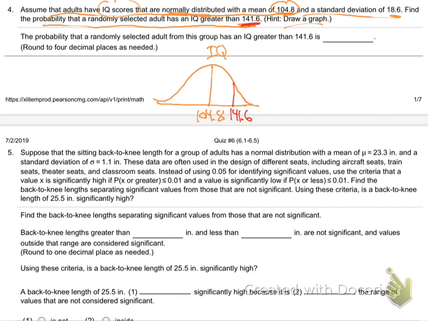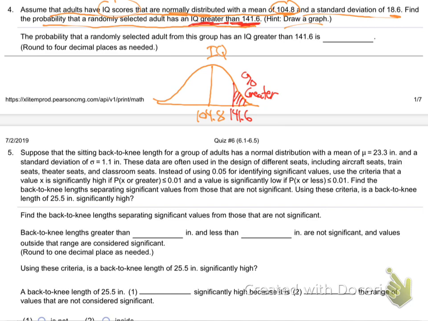And they want IQ scores greater than 141.6. Where are greater numbers? To the right or to the left? To the right, huh? This is greater to the right. So they want me to find the shading, the percent to the right of 141.6, don't they?